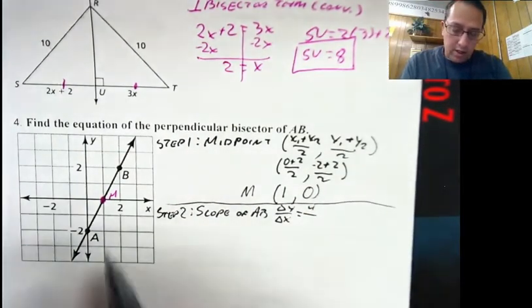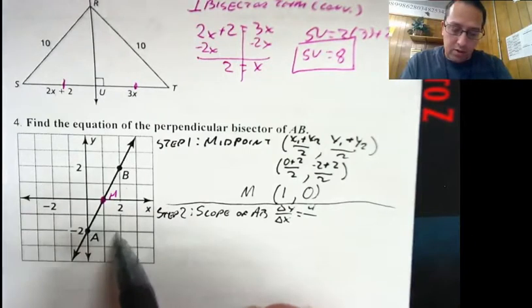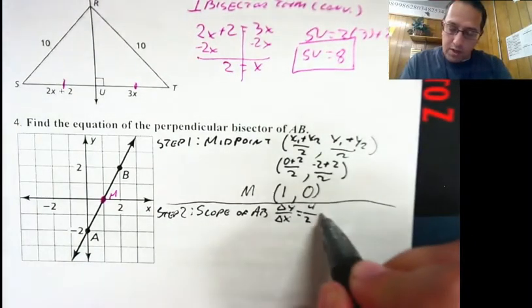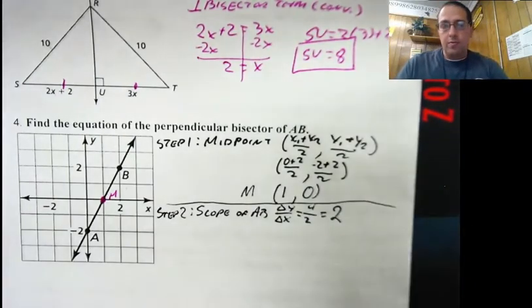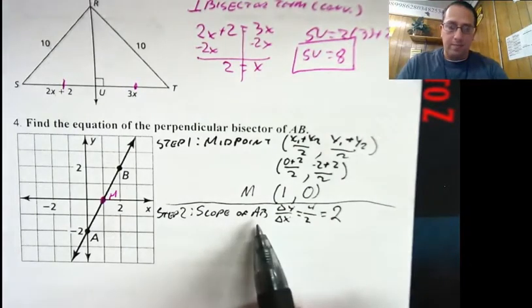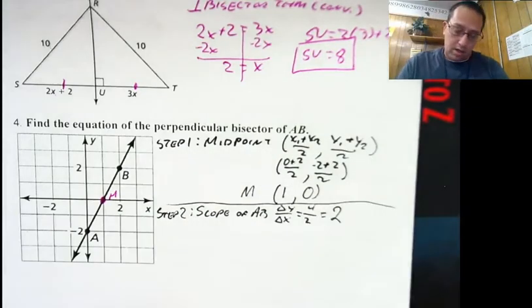Then I look at my x's, changing x as well. I'm going from 0 to 2, so that goes up 2. And 4 over 2 is 2. Now, my problem with this is that this is the slope of line AB. I don't want the slope of line AB. I want the slope of a line perpendicular to line AB.